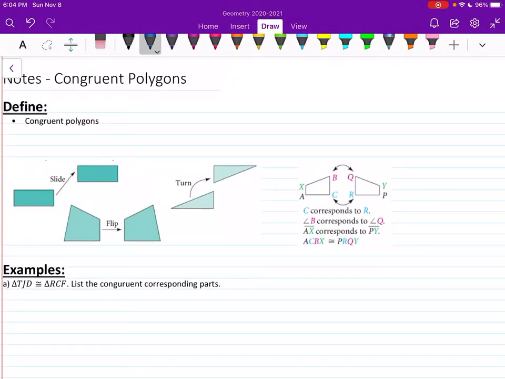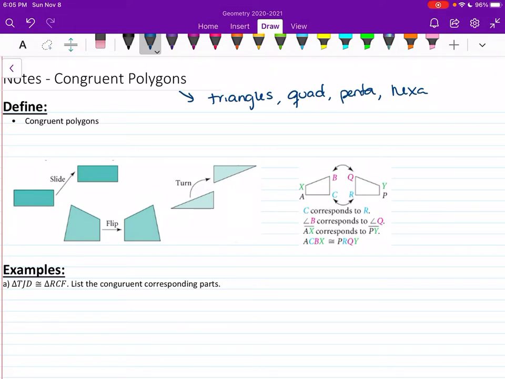Hello, in today's video we are talking about congruent polygons. So a reminder, what is a polygon? A polygon is your triangles, your quadrilaterals, your pentagons, hexagons. All of those figures that are closed with segment sides.